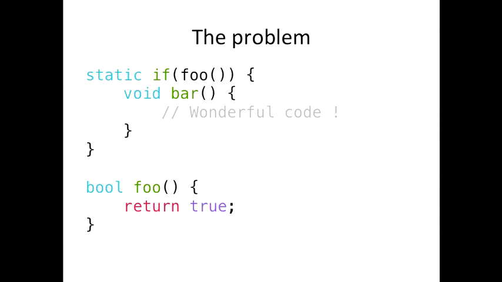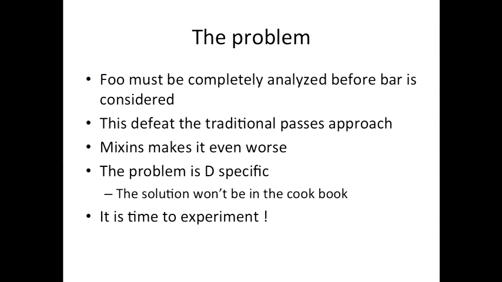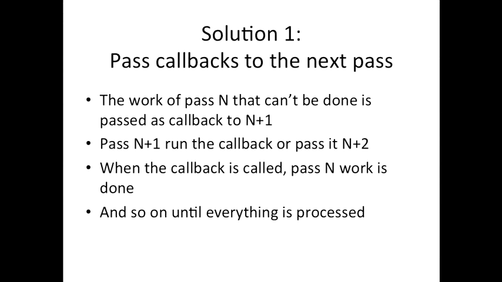And that's actually a problem, because if you have several passes, let's say you have 3 passes, foo must end pass 3 before bar starts pass 1. And that kind of destroys the whole idea of having passes. So there are several solutions to that problem. The first solution is to pass callbacks to the next pass. You say, well, I've done this and this and these symbols, I processed them, but those and those and those symbols, I cannot process them. So here is the callback for you to call me back when I can actually process them.